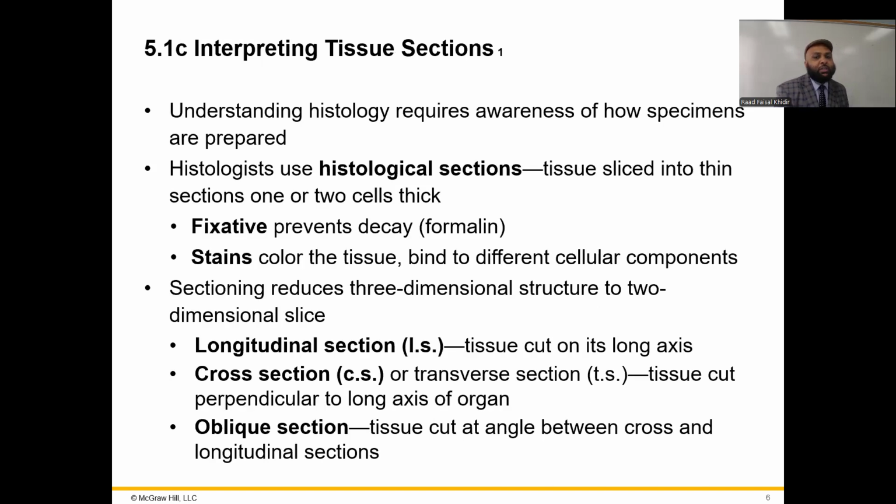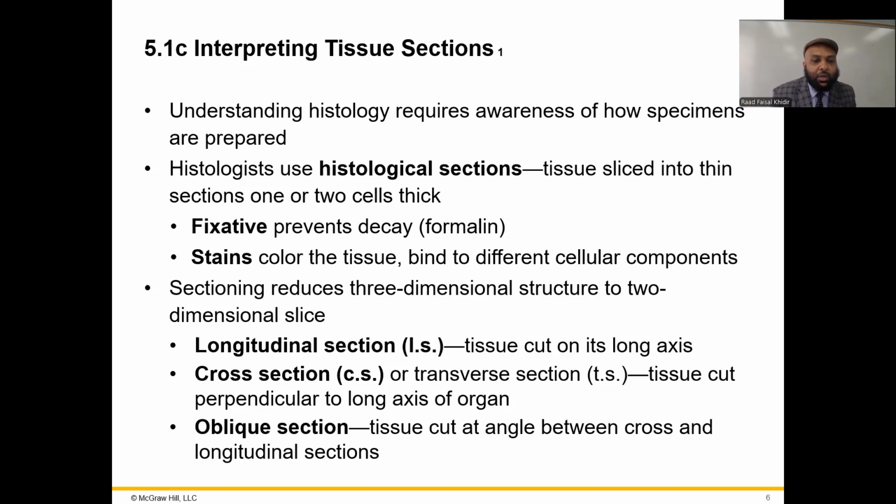So, interpreting tissue sections. We have to understand histology. And the main thing that we also have to understand is that we can never understand a particular structure from one way, from one view. So histologists use histological sections. These are what we look at on the microscope. The tissue is sliced into thin sections, 1 or 2 cells thick.